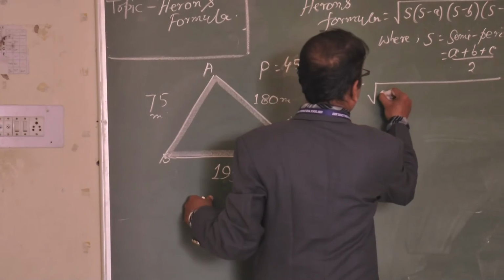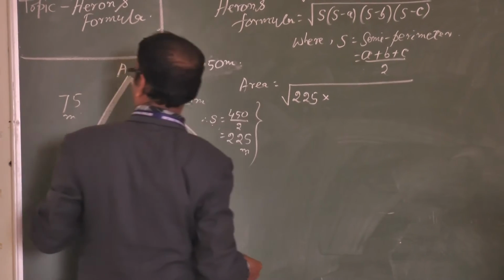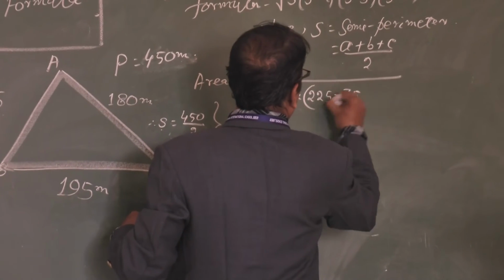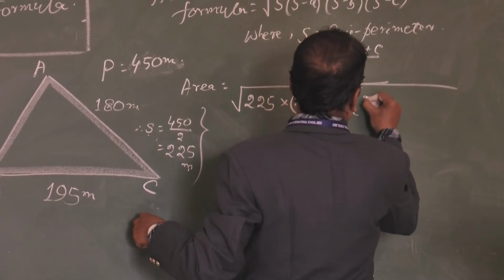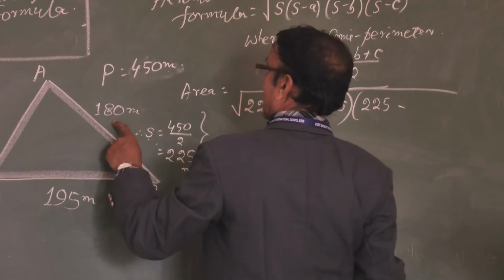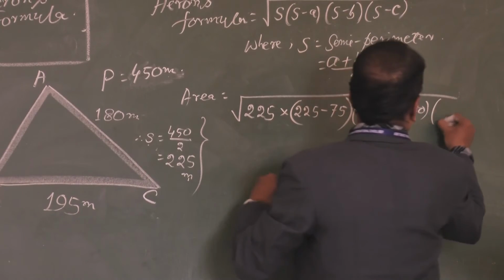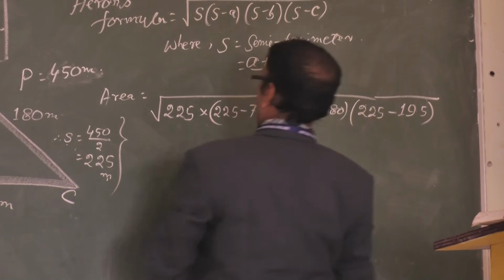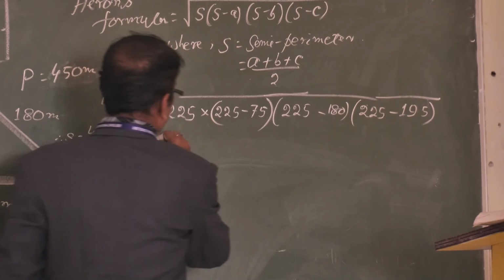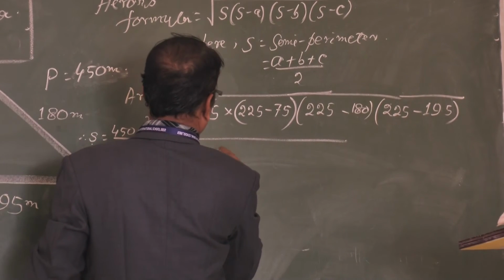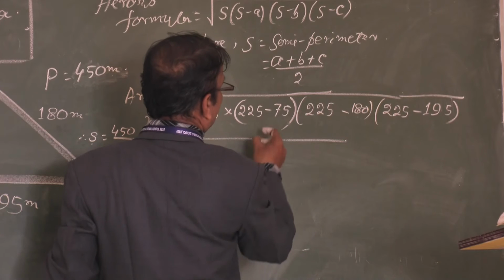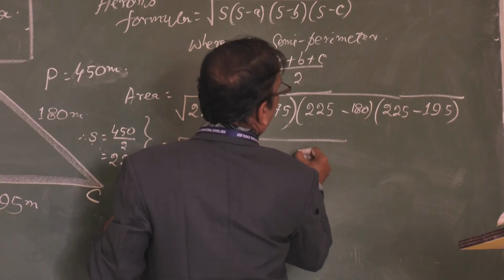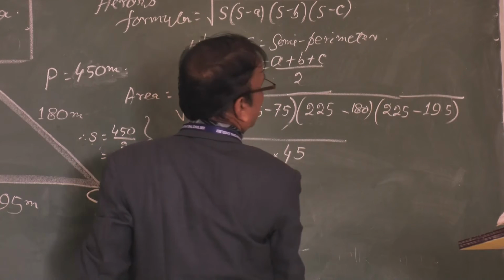So S means 225, into S minus A, means 225 minus 75, into S minus B, means 225 minus 180. Then S minus C means 225 minus 195. So now this is equal to 225 into, after subtraction, 150. Then after subtraction it will be 45. Then after subtraction it will be 30.